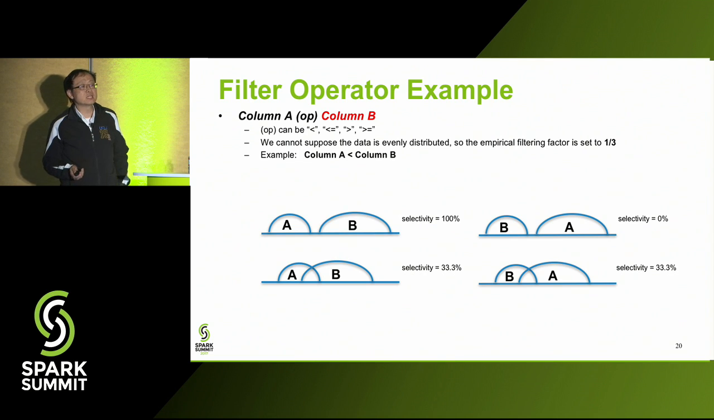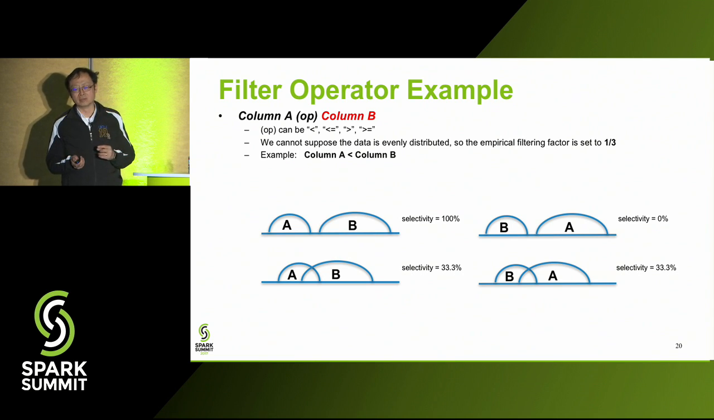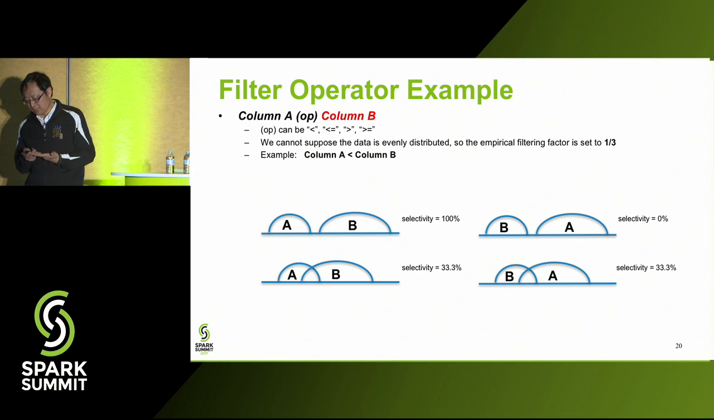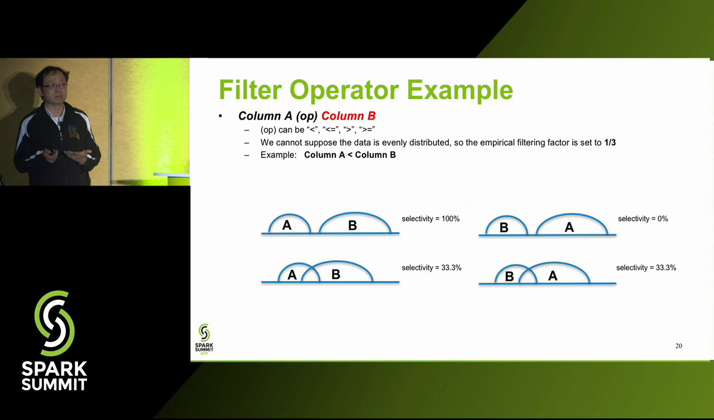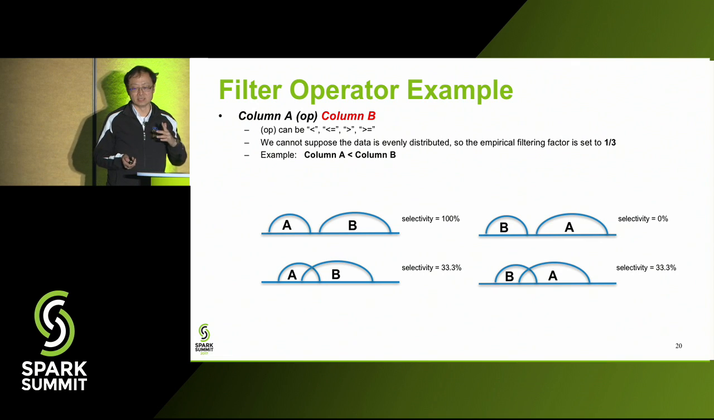Also, there's another case, where column A, followed by some kind of operator, is compared with column B, and both of them belong to the same table. For example, in the TPC-H benchmark, you will see some queries that try to find delayed deliveries. So the condition is commit day is less than ship day.